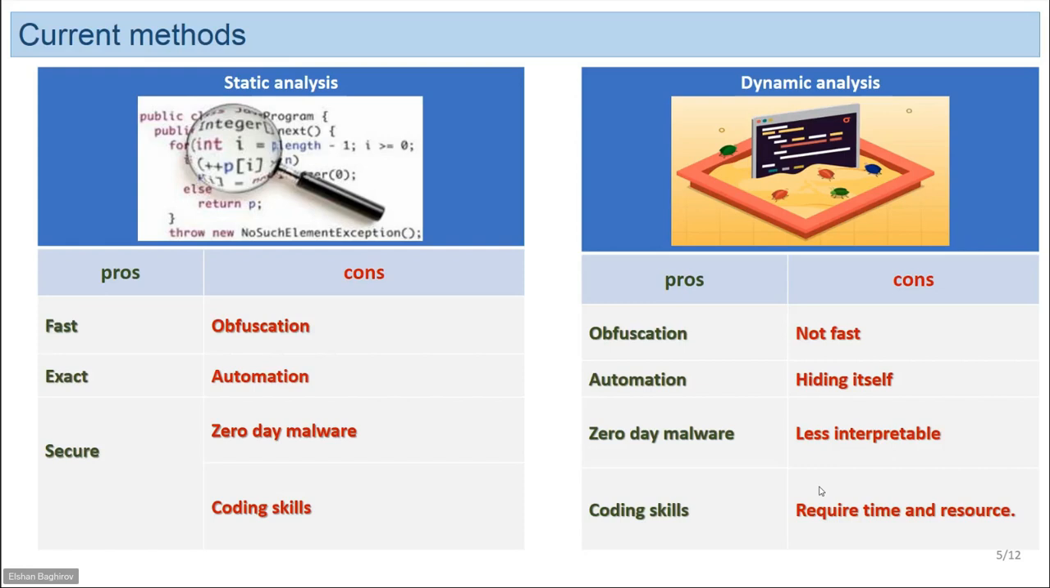But this method is unable to resist obfuscation methods. Obfuscation methods means polymorphism, metamorphism, packing, etc. Weak automation means that in static analysis, automation is limited, requiring manual intervention for comprehensive results. Zero-day malware: this approach proves less effective in identifying and mitigating emerging zero-day malware threats. Requires coding skills: implementing static analysis demands coding skills, adding a barrier to accessibility.